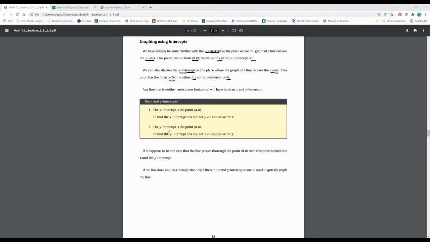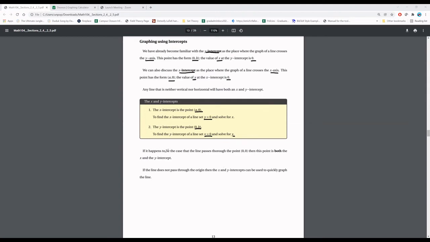So if we want to find the x and the y-intercepts, we note that the x-intercept is the point (a, 0). To find that, we set y equal to 0 and then solve for x. Similarly, the y-intercept being the point (0, b), we can set x equal to 0 in our equation and then solve for y.